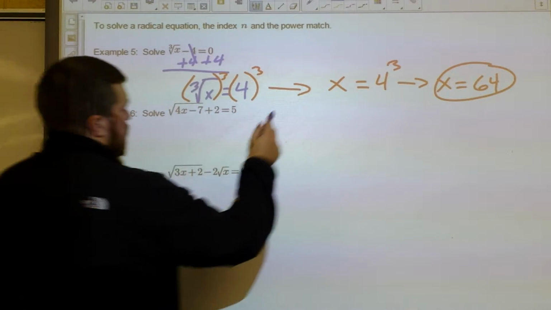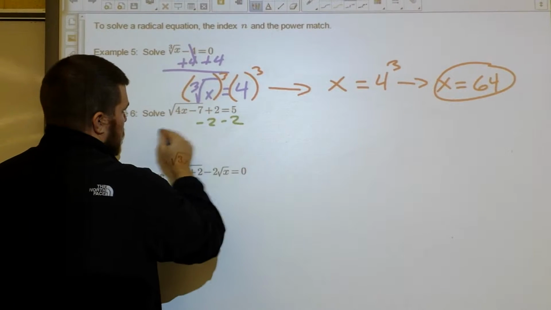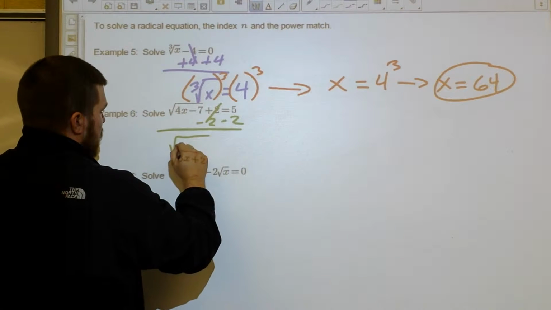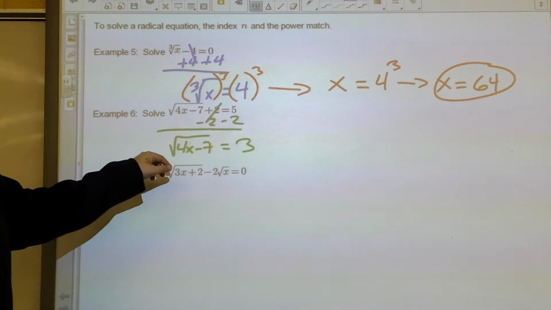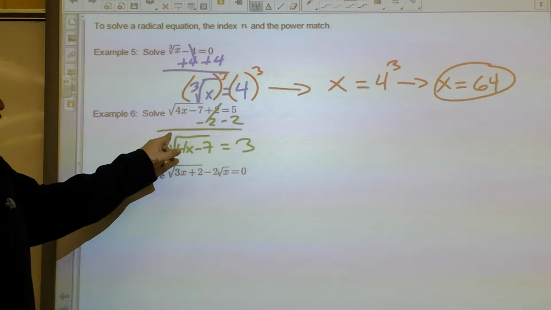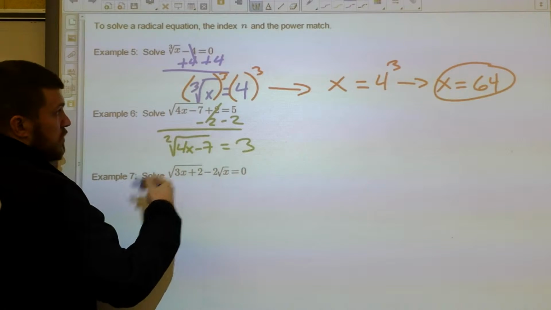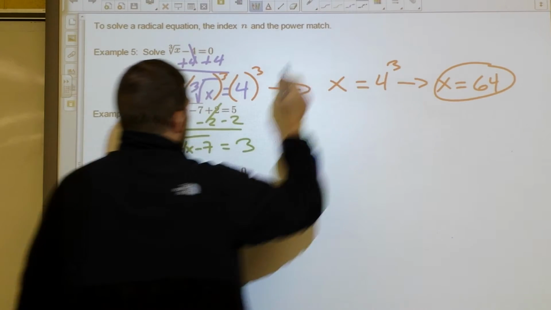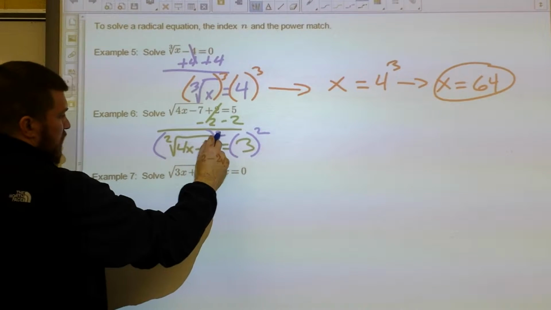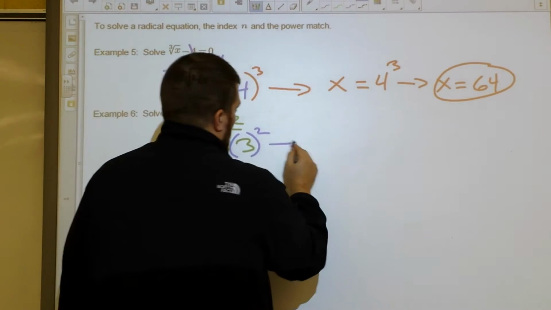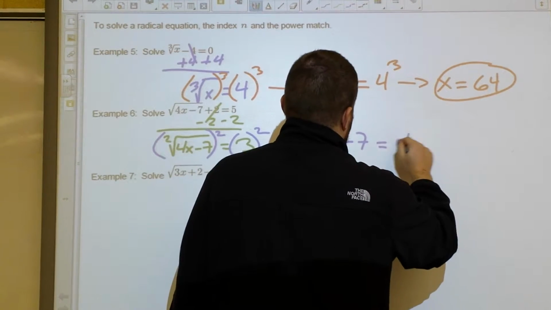Again, you have to get your root by itself first. So in this example 6, my first step is going to be to subtract 2 on each side. So I have the square root of 4x minus 7 equals 3. Now, like I just said a few minutes ago, anytime you just see a regular root, aka the square root, the index is always 2. That's just a rule. As soon as we know that, we know we're going to need power 2 on each side to cancel it out. So power 2 and index 2 cancel out, and that leaves me with 4x minus 7 is equal to 9.